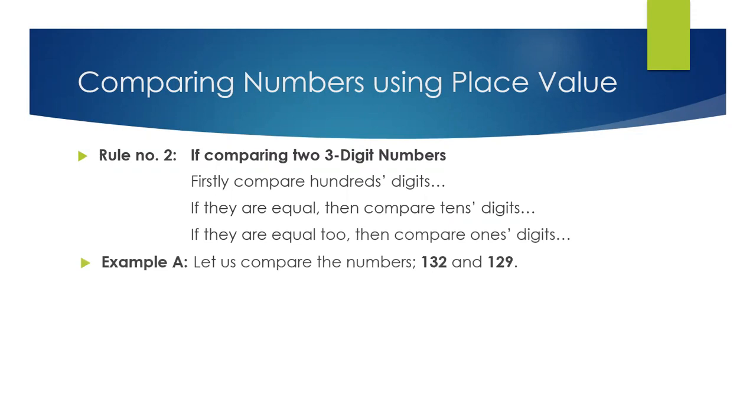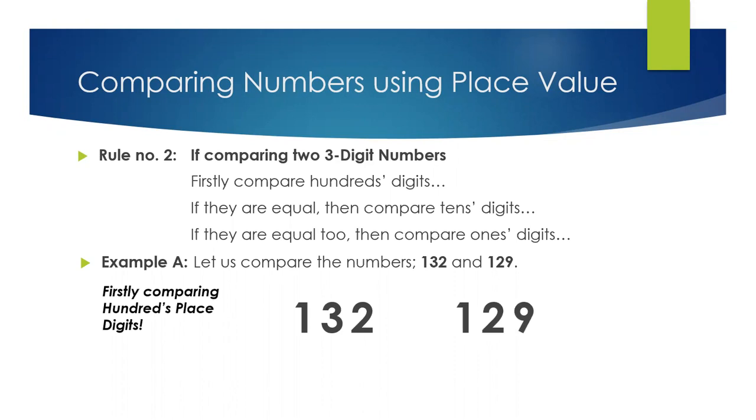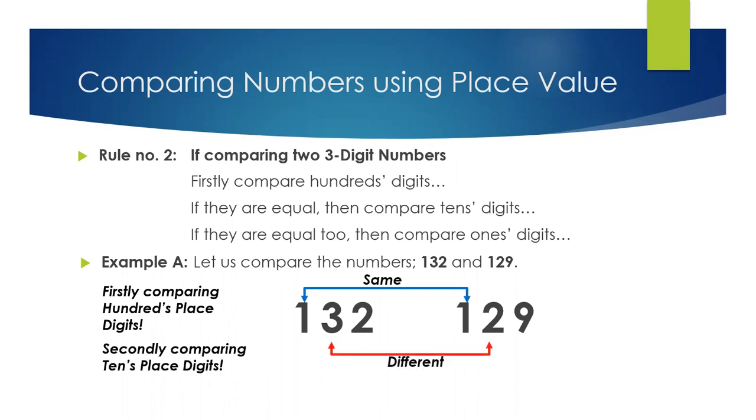So again, we are having two numbers that we have to compare following rule number two. Here we have the numbers 132 and 129. Let us firstly compare the highest place value digit, which is the hundreds place. Here we can see the hundreds digit is the same. Now we will move towards the tens digit. Here we can see the tens digits are different. 3 and 2 are different, but 3 is greater than 2. And if 3 is greater than 2, then the number 132 is greater than 129.